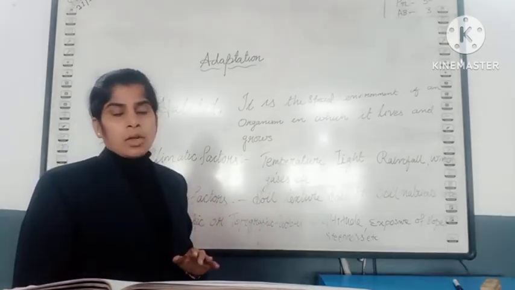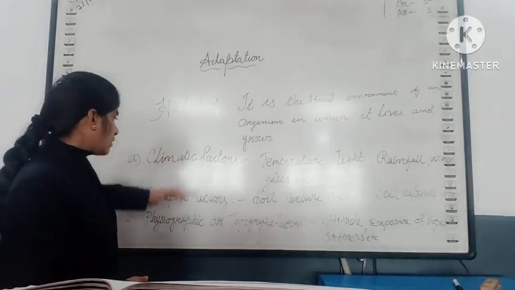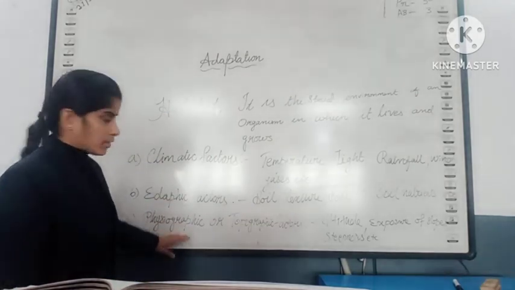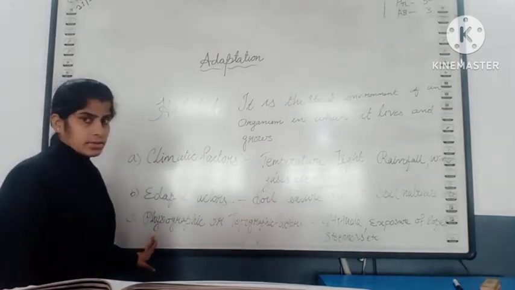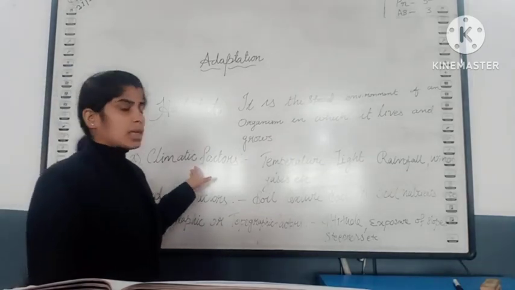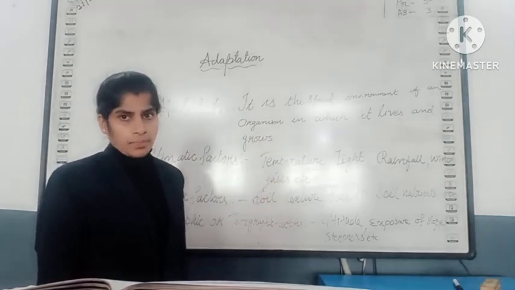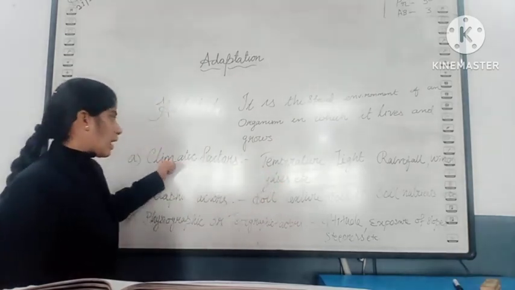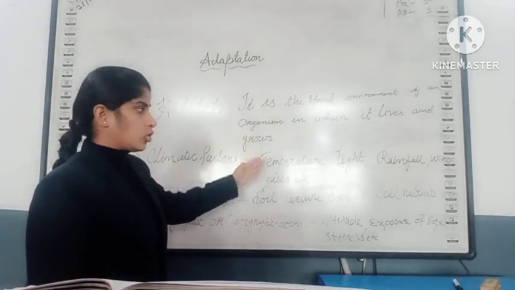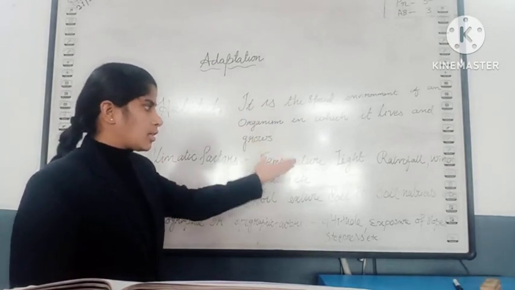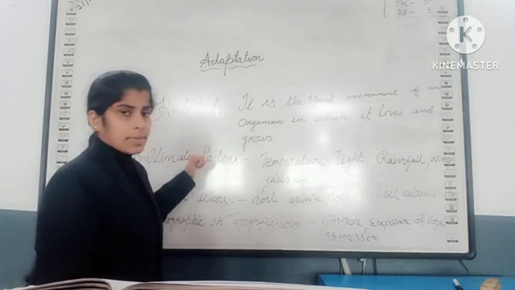So the abiotic components of an organism's habitat are classified into three: climatic factors, edaphic factors, and physiographic factors. Climatic factors depend upon temperature, light, rainfall, wind, gases, etc. These come under climatic factors: atmospheric temperature, the intensity of light, rainfall, wind and gas. All this comes under climatic factors.